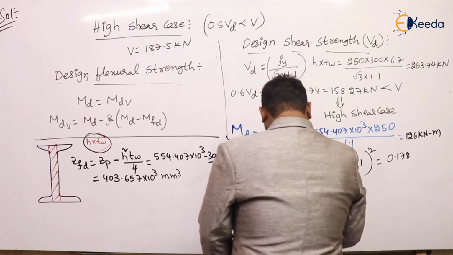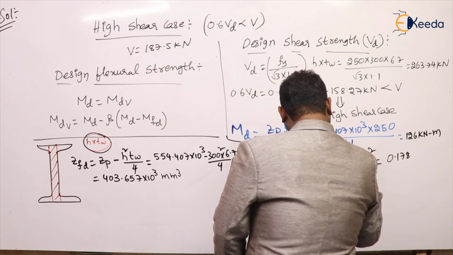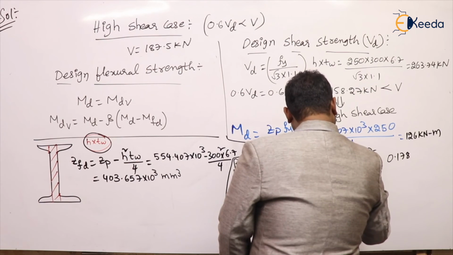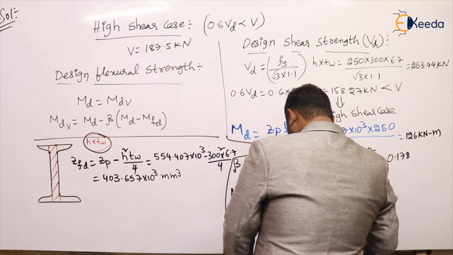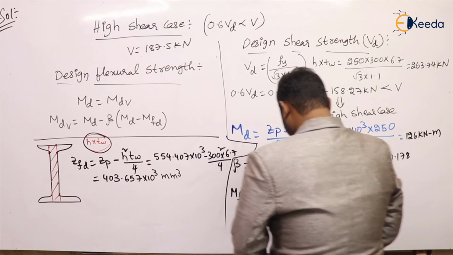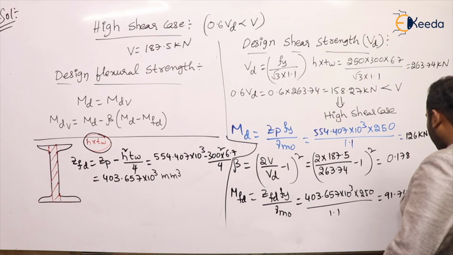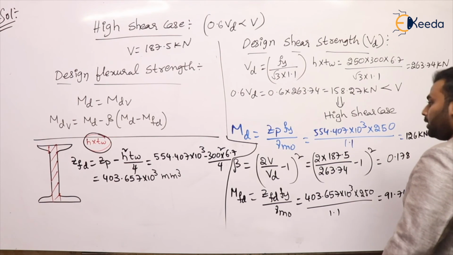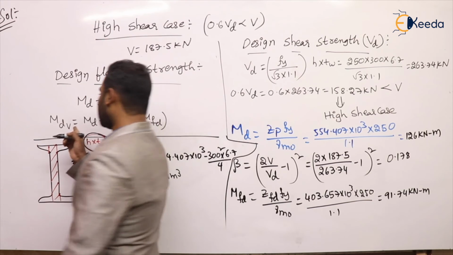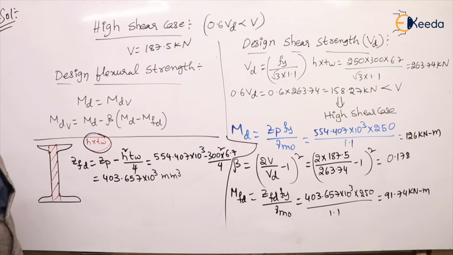ZFD is nothing but, just now we have calculated, 403.657 into 10 cube into 250 upon 1.1, right? Upon 1.1. Now we'll get this as 91.74 kilonewton meter. Now in this formula for calculating the design flexural strength, every term we have calculated.